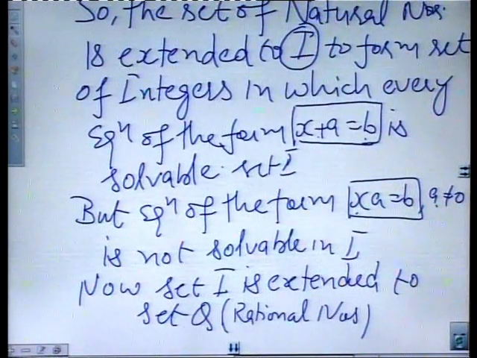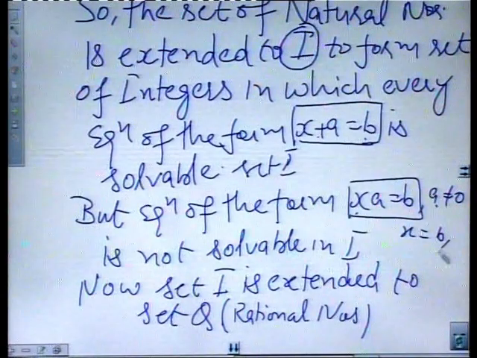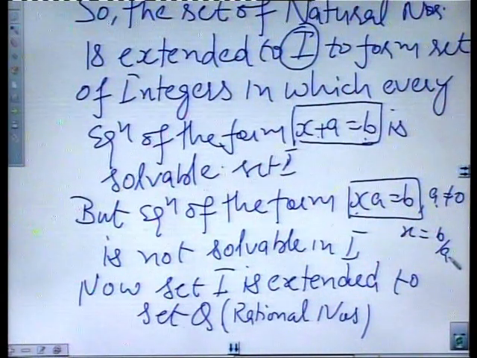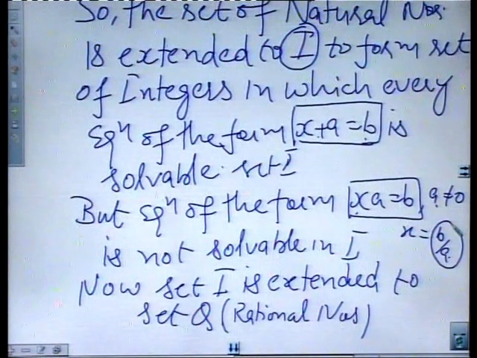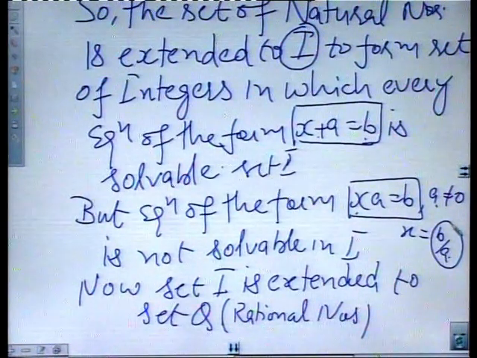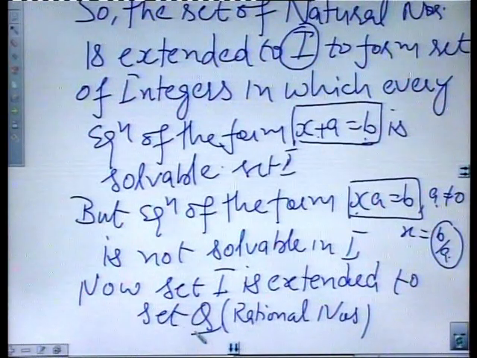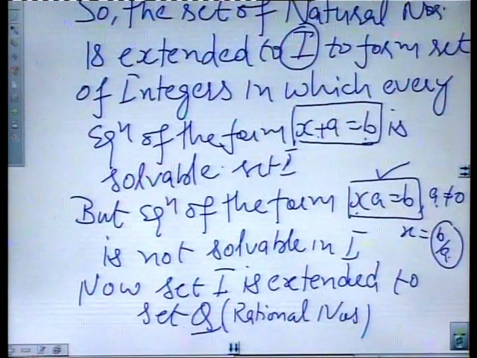As you know, in this case the value of x will come out to be b upon a, and this value is, you know, not an integer. So now this time this set of integers is extended to set Q. Set Q is the set of rational numbers. It means now this equation has a solution in the set of rational numbers.